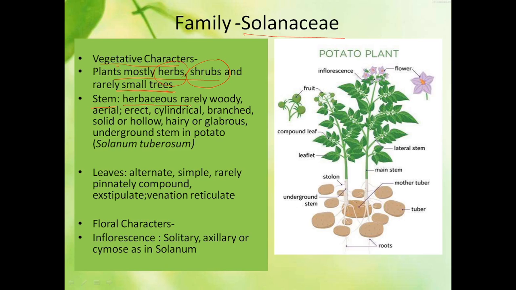Their stems are herbaceous, rarely woody, aerial, erect, and cylindrical, branched, solid or hollow, hairy or glabrous, with an underground stem in potato. The most important point is that the stem is herbaceous, that is, it is not very tough and woody; it is a very soft woody, like herbs. Aerial means the whole portion of the stem is mostly above the ground. Rarely you find a little part under the ground, but most of it is always above the ground, in direct contact with the air or the atmosphere.